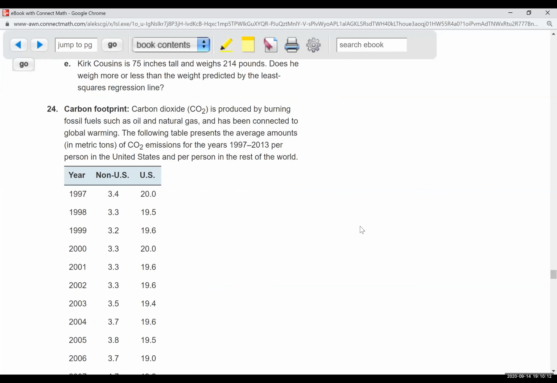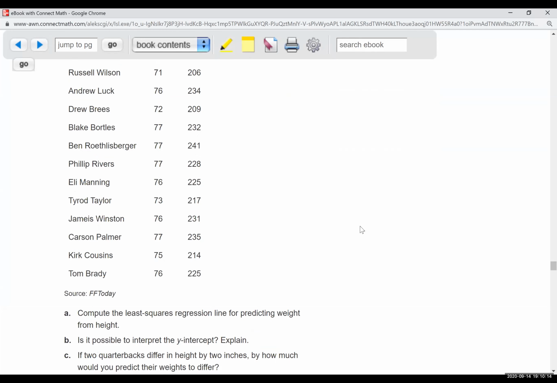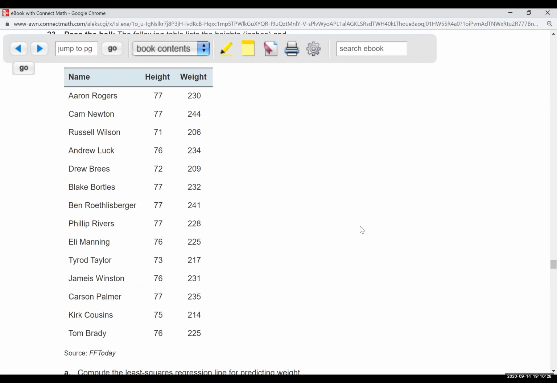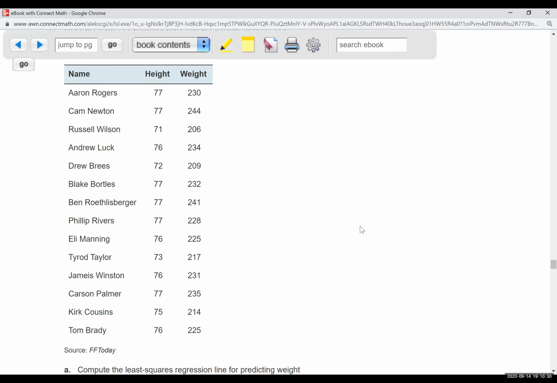23. All right, pass the ball. The following table lists the heights in inches and weights in pounds of 14 National Football League quarterbacks in the 2016 season. Again, please get your graphing calculators and enter this into L1 and L2, the height and the weight.